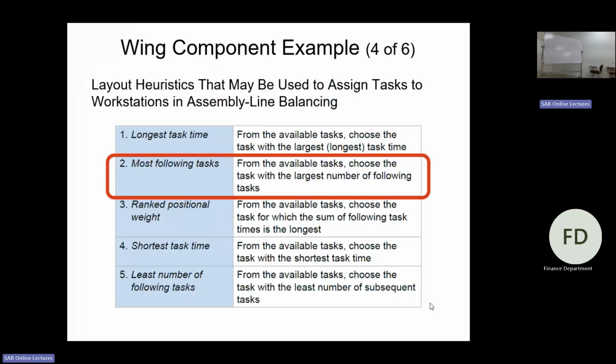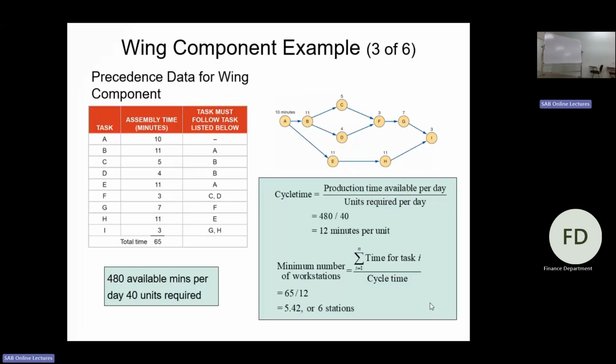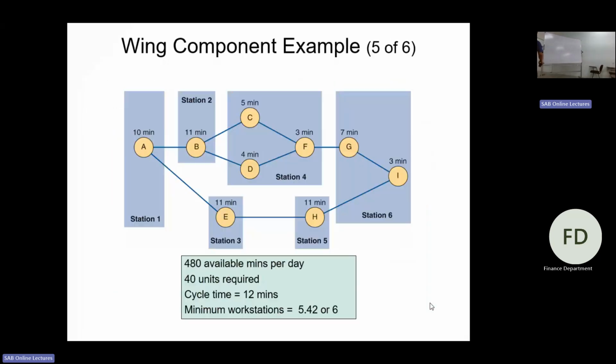I will consider this one. Most number of following tasks as the primary rule. And we might need sometimes secondary rule as well, and for that I will go to the first one here, secondary rule, longest task time. I hope steps are clear up to this point. Cycle time 12 minutes and minimum number of workstations 6 workstations. Right, then we have to use these rules and assign tasks. Answer is given, but you can't understand it as it is.